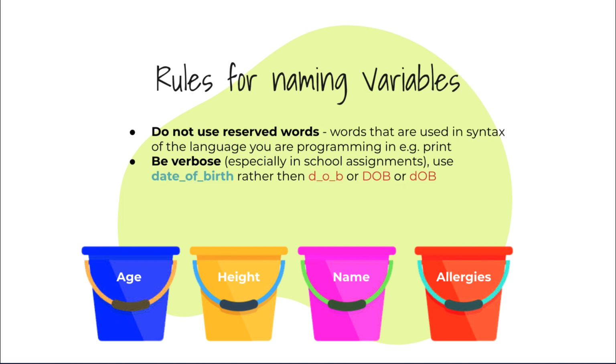So when you name your variables, it's very important that you don't use what are called reserved words. These are words that are used in the syntax of the language you are programming in. So if print was a syntactical command, you can't use that as a variable. I would recommend that you be verbose, especially in school assignments when making variable names. So use things such as date of birth rather than DOB, capital DOB or lower camel case DOB. If you use verbose variable names, they'll make sense to you and other people that look at your code.